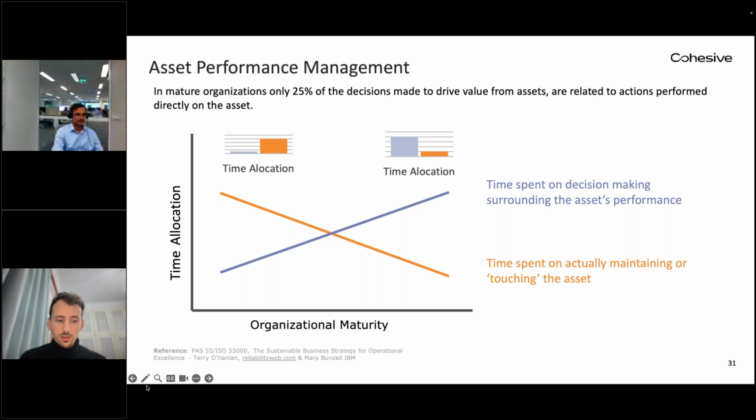during our maintenance decisions. So for those of you who may know Reliability Web, Terence O'Hanlon, him and Mary Bunzel from IBM did some research in terms of what mature organizations versus slightly less mature organizations try to do, or what their priorities are. And effectively, the goal at least is that mature organizations tend to spend more time planning than they do actually touching the asset and solving problems directly on the asset itself. And so this sort of enhances or reinforces the desire to be a lot more proactive in terms of our general maintenance approaches.